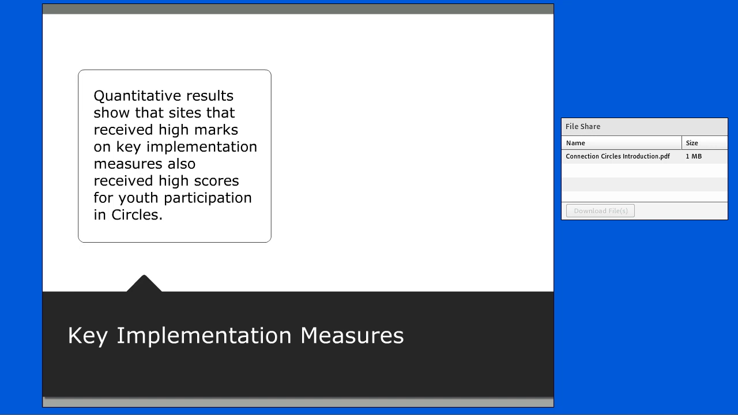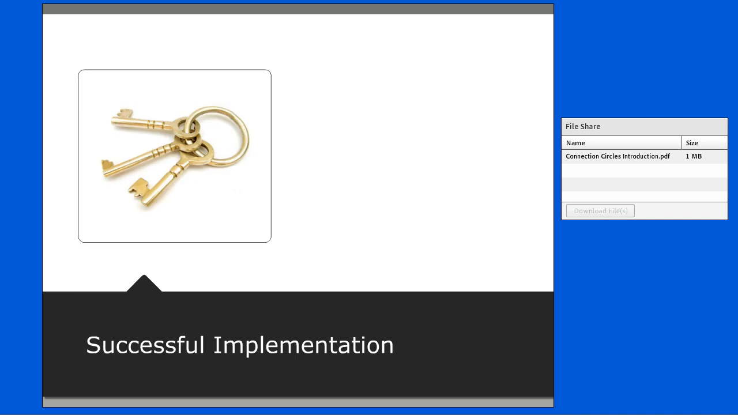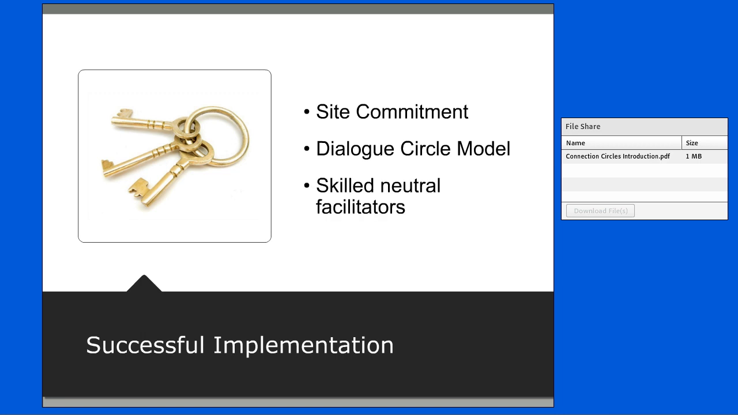Quantitative results show that sites that scored high for enacting these implementation measures also scored high for the quality of youth participation in the circle. In other words, youth were willing to participate and engage more readily than in programs that did not follow the implementation measures. So let's take a look at these keys to successful implementation. Site commitment, dialogue circle model, and skilled neutral facilitators.